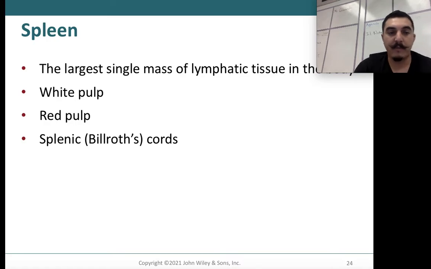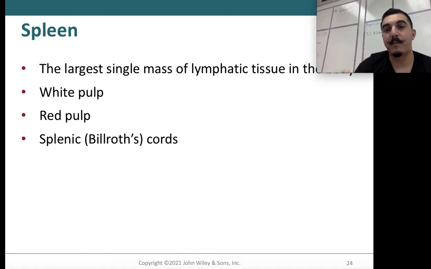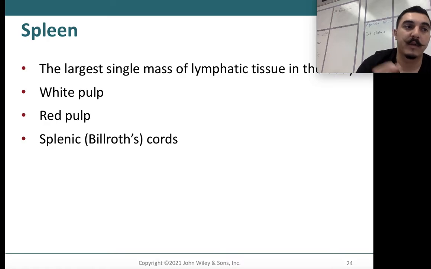Then we also have the red pulp, which contains a lot of venous sinuses filled with blood and splenic cords. Its main function is phagocytosis of ruptured, worn out red blood cells, white blood cells and platelets. There's also storage of those platelets in the red pulp, and the production of blood cells during fetal development. Okay.